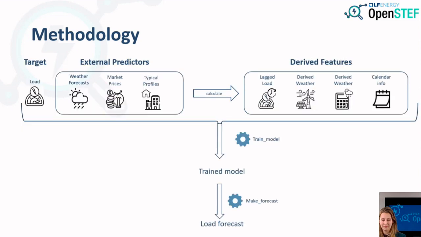And then using this input, you can call the train model pipeline to train a model. And after having a trained model, you can then create a forecast. And that's a bit of a high-level overview of how OpenStef works under the hood.